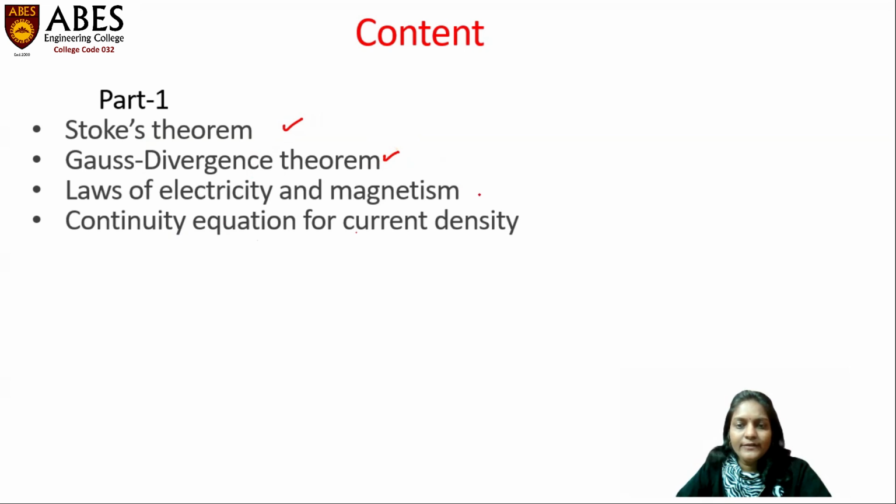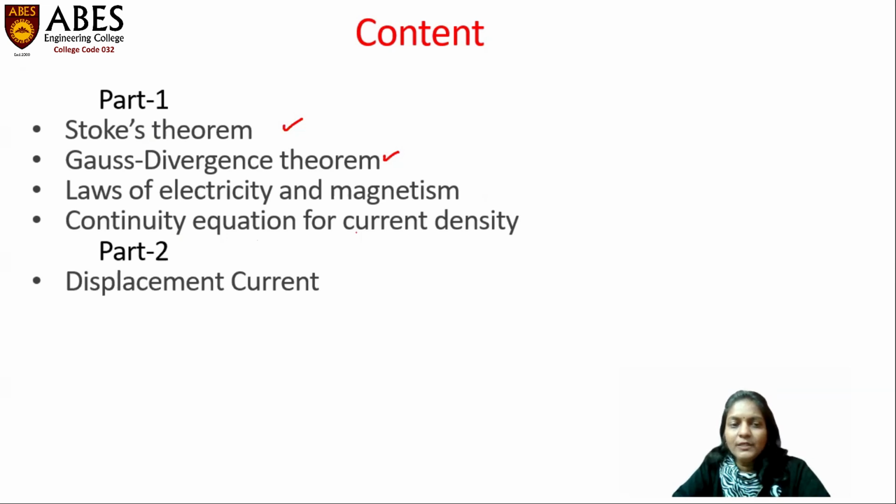The Gauss divergence theorem converts the surface integral into the volume integral and vice versa. Under the laws of electricity and magnetism, I will cover the basic laws of electricity like Gauss law and Ampere's law. In the continuity equation, we will derive the continuity equation and show that charge is conserved. Part 2 of my video lecture is displacement current. What is the need of displacement current? What is the requirement to modify Ampere's law?